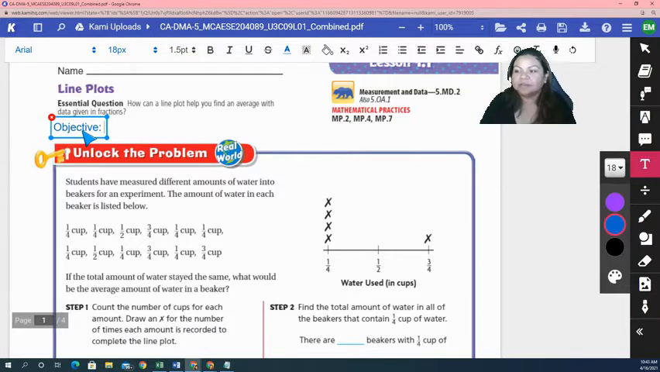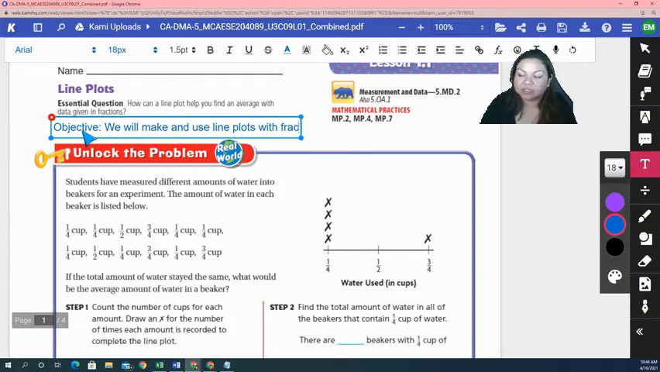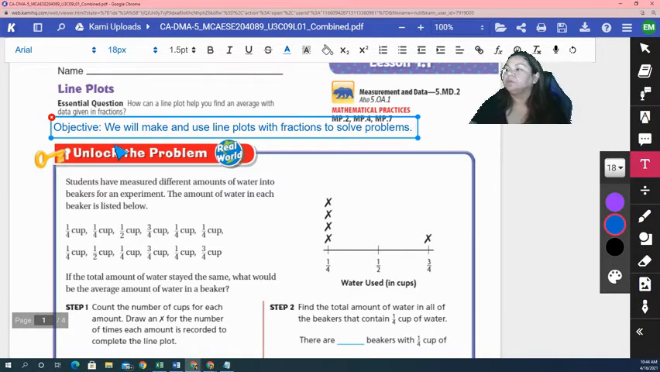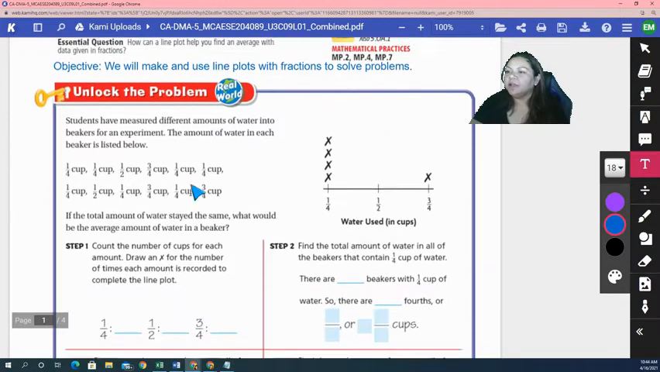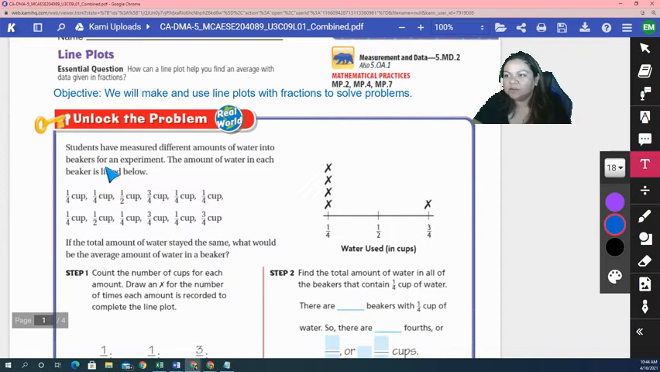The objective of this lesson is we will make and use line plots with fractions to solve problems. Okay, so that's the objective for this lesson, line plots. Okay, so let's go ahead and unlock the problem. If you need more time, make sure you pause to copy the objective.